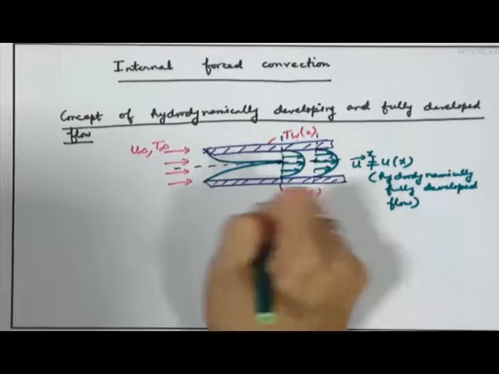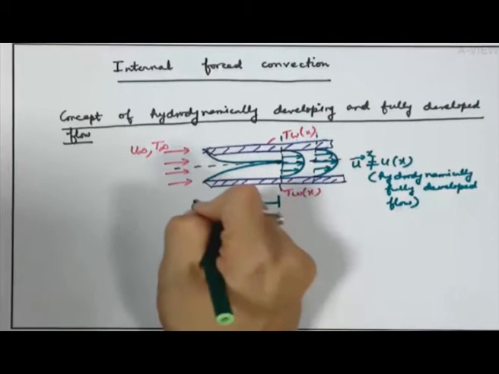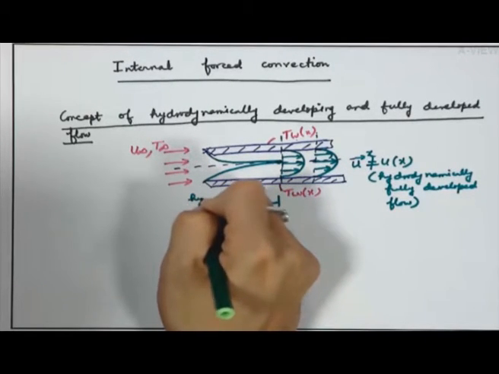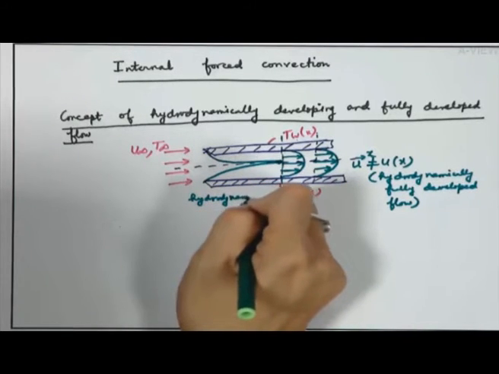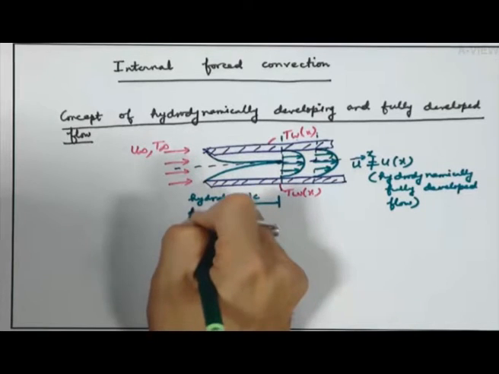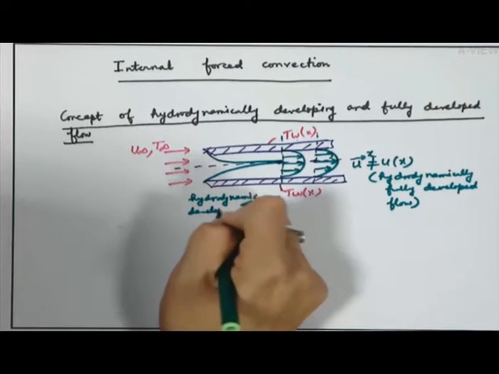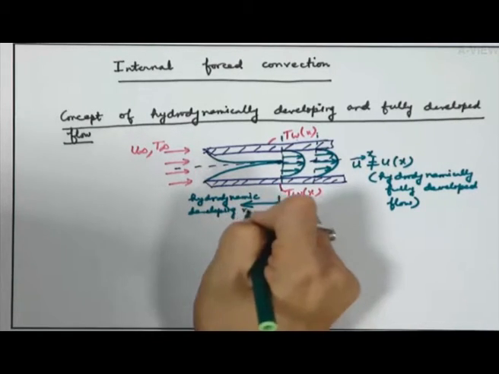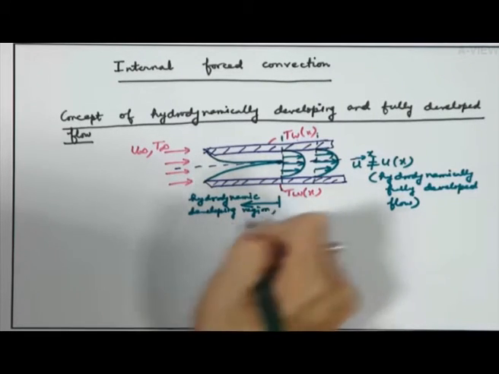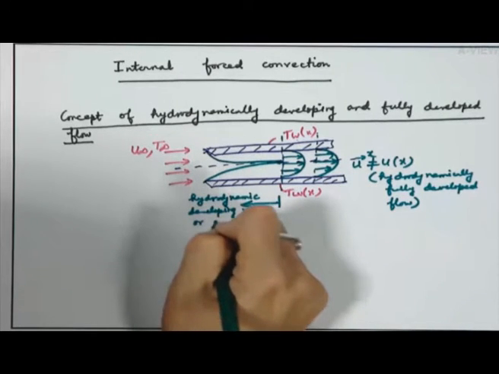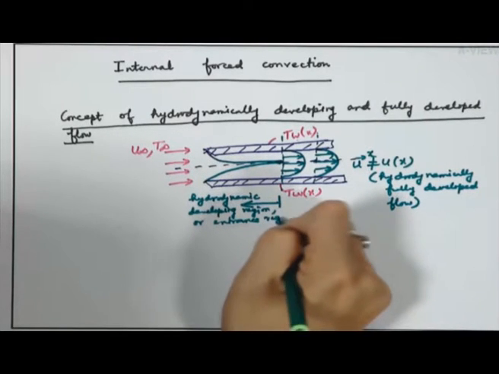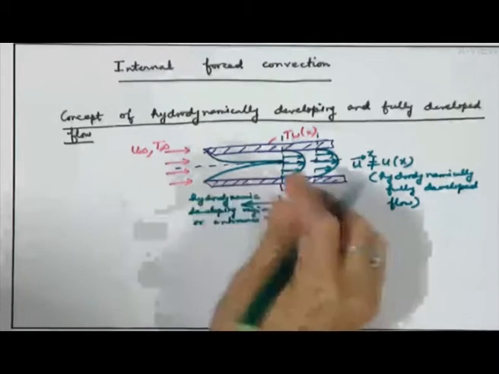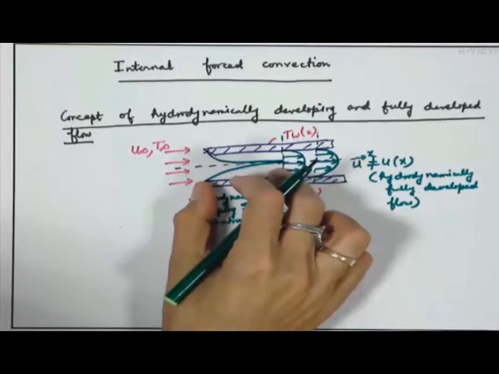This region is called the hydrodynamic development region, developing region, or entrance region. The length from the entrance of the channel up to this region is known as the entrance length.